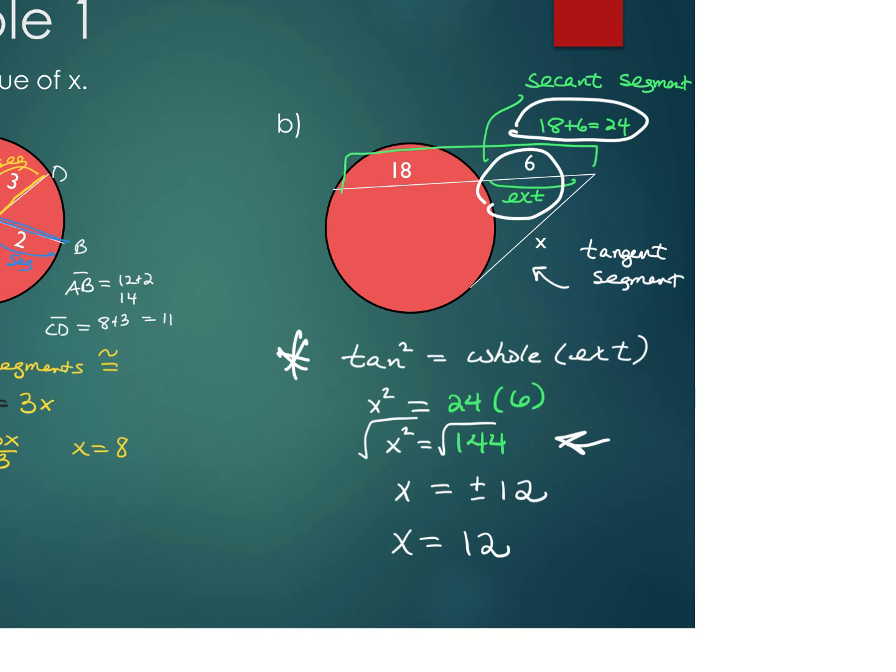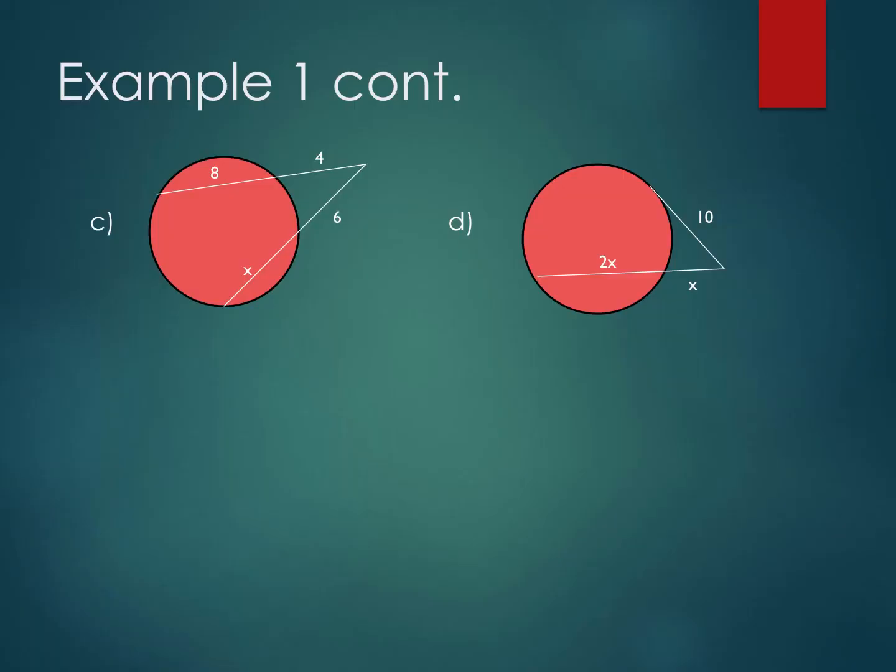And then to solve for just x, I square root both sides. I get plus and minus 12. But in this particular problem, I do not want to keep the negative answer because I can't have a negative tangent. So the only answer here is positive 12.